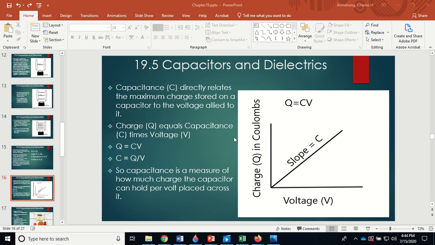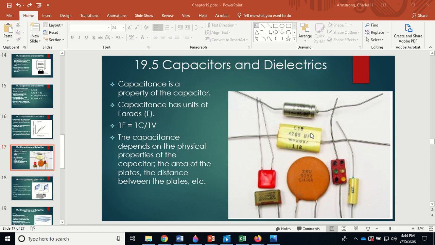That means what a capacitor can do is how many coulombs of charge that capacitor can store with this much voltage. So you have 10 volts. I say, okay, well, I've got 10 volts, I'm going to put it across this capacitor. How much charge can that capacitor store? Well, it depends on its capacitance. Okay, so capacitance is a measure of how much charge the capacitor can hold per volt placed across it. And then you've got all these different kinds of capacitors.